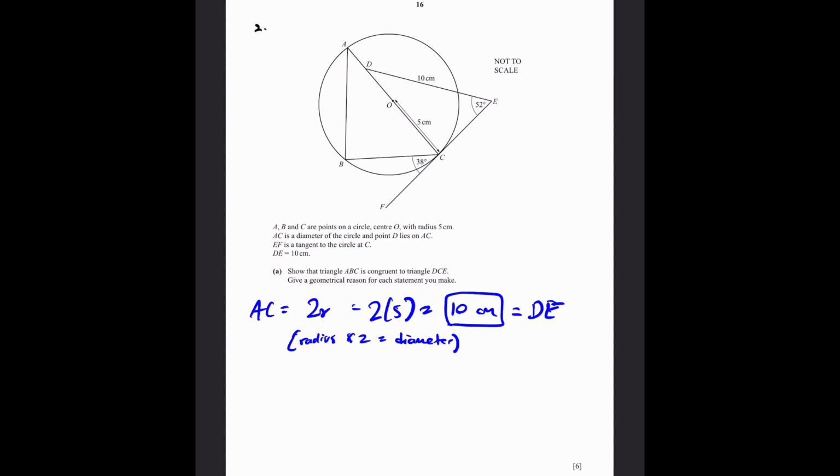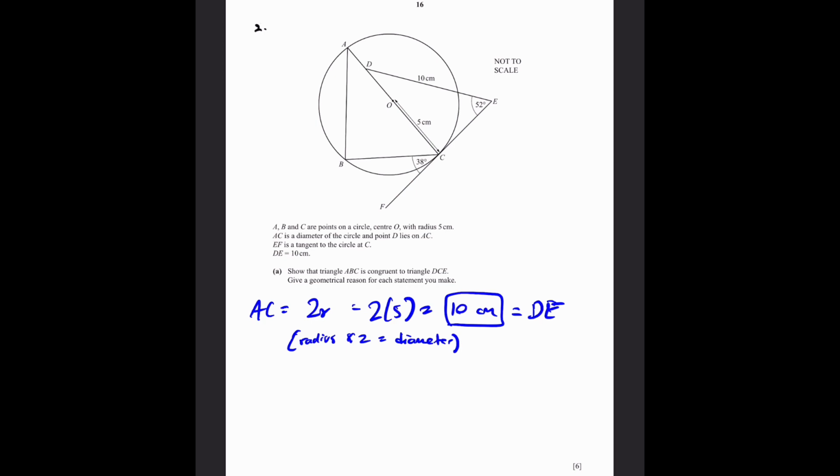Now, for the angles. You have a 38 here and you have a 52 here. The first thing we can relate is that when we add the two angles, we get 90 degrees. So there's got to be something about right angles in this question. At least usually there would be. And in this case, there is. We can see that angle ABC is a right angle, and angle ACE is a right angle.